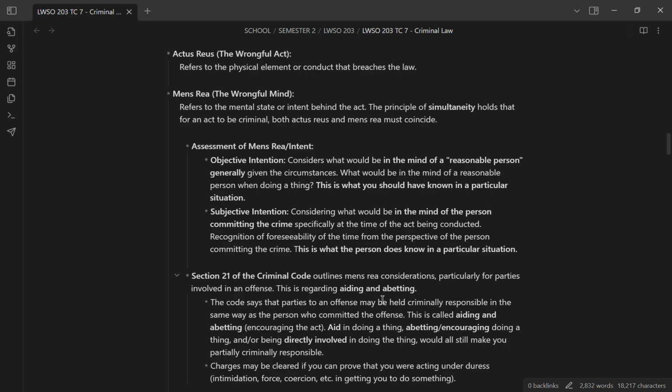So aiding as in you are doing the thing, abetting meaning encouraging someone to do a thing, or being directly involved in doing the thing. And all of these things, aiding, abetting, or being directly involved, would still make you partially criminally responsible unless you can prove that you were acting under duress. Now, we won't go too far into that, but essentially duress is like intimidation, force, coercion in getting you to do something.